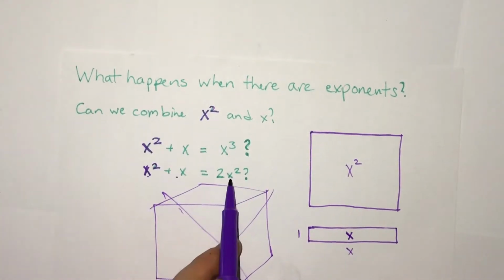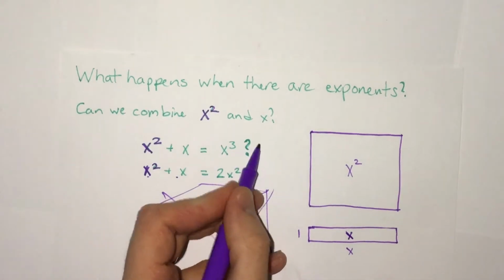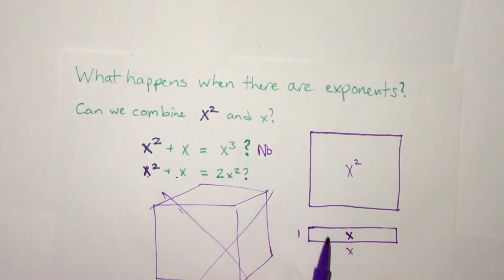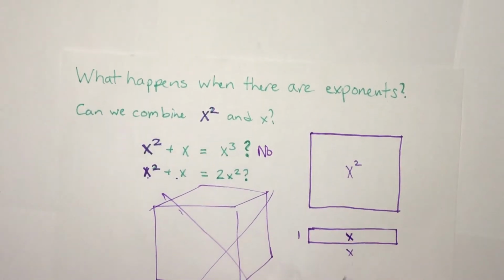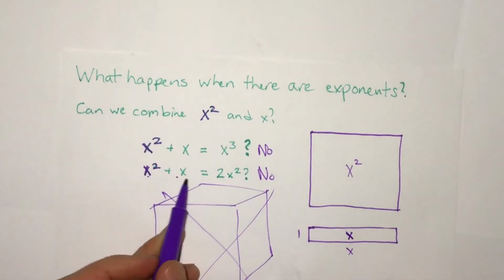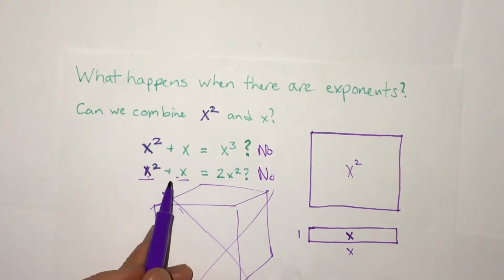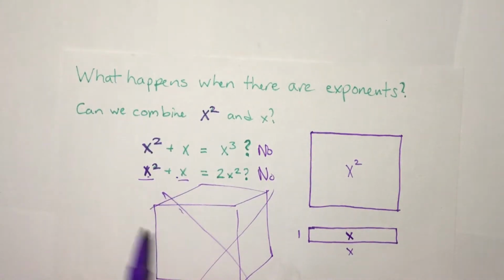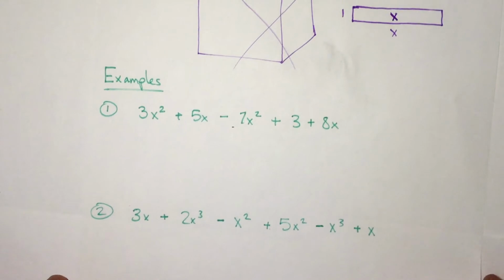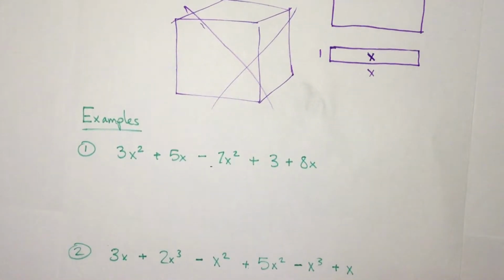And x squared plus x, could it be 2x squared? Well, if we look, x squared and x clearly are different sizes. We don't have two of these boxes, so this doesn't work either. So what we see is when we have x's that have different exponents, we cannot combine them. So let's take a look at an example like these two, starting with the first one.